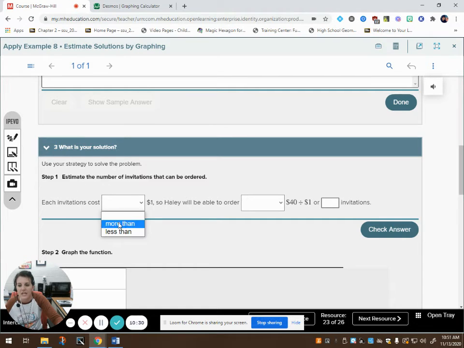We know that each invitation costs less than $1. So we know that she can have more than 40 invitations, because 40 divided by 1 is 40 invitations.